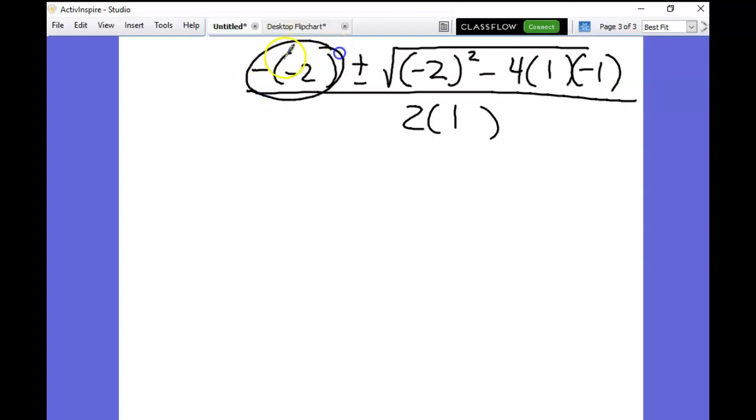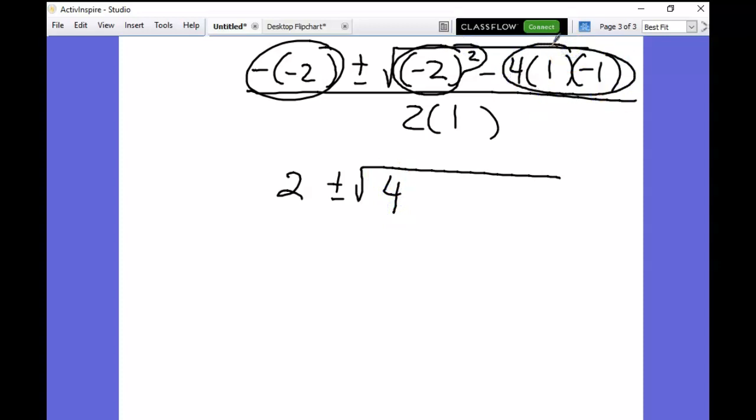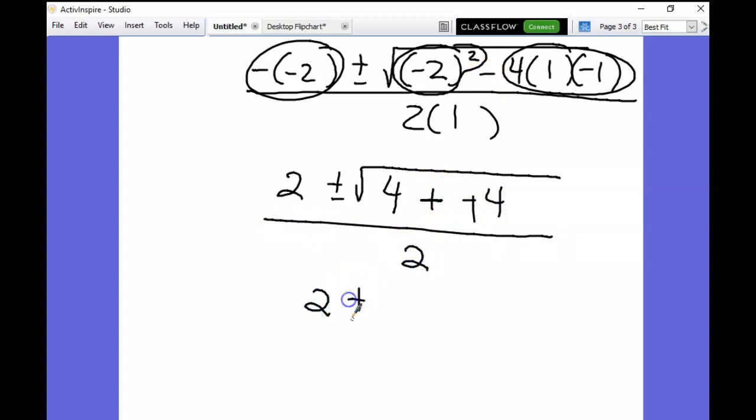Now this is going to be 2, right? And this is going to be 4. And that's going to be, so you're right, this makes -4, right? And then we have a negative here, so you have double negatives. So it's going to be plus over 2. 4 and 4 make 8, right? What do we do now?